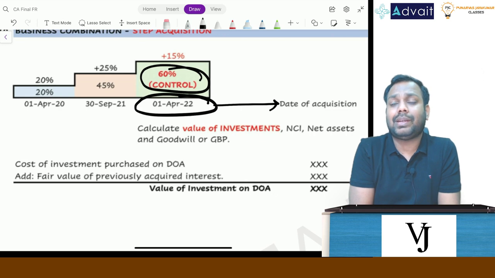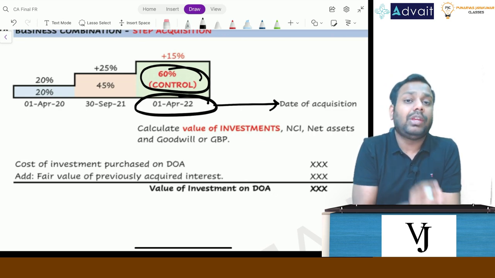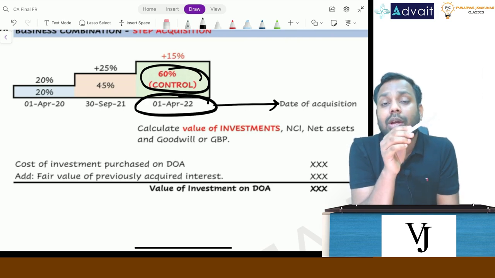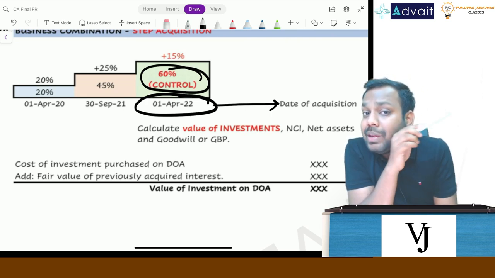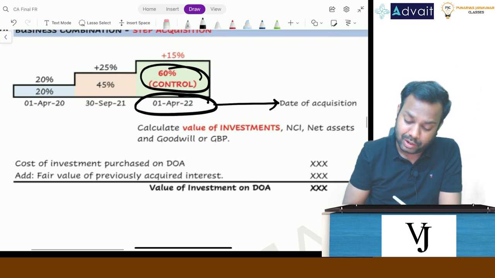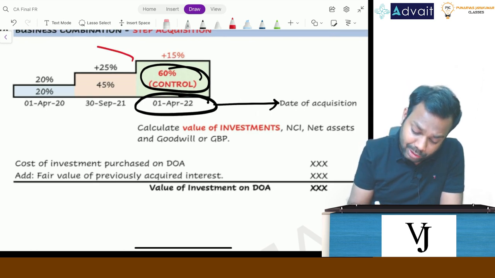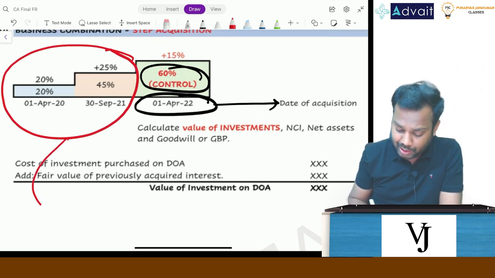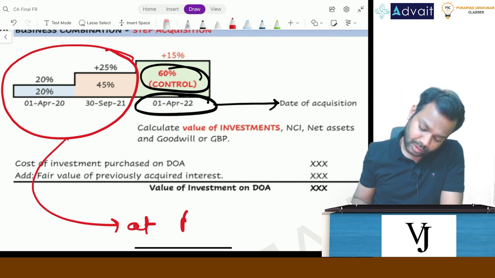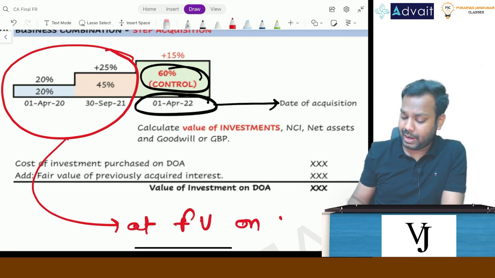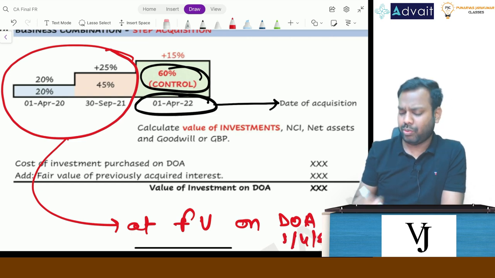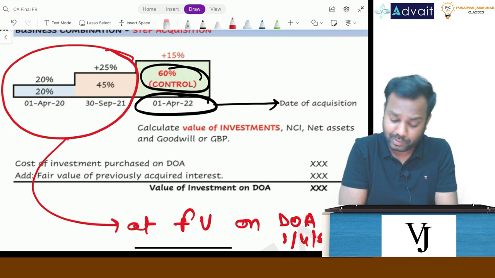See guys, understand, the standard says that whenever it's a case of step acquisition, you have to revalue the previously acquired interest. See, this is the date of control. So you have to revalue the previously acquired interest at fair value on the date of acquisition, that is 1st April 2022. Sir, why are we required to do this?